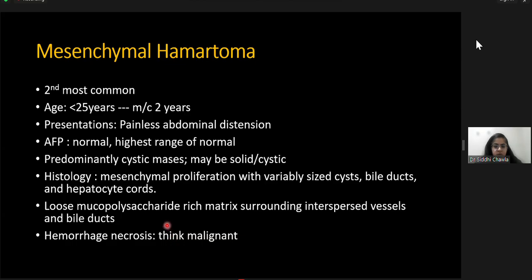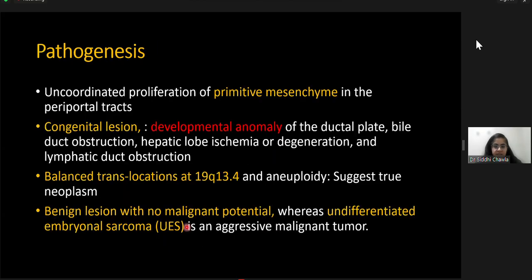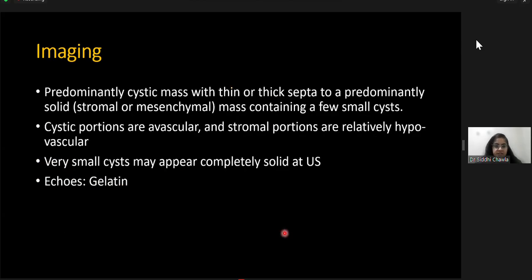Then if you see hemorrhage and necrosis, you have to think about malignancy. Basically, there is uncoordinated proliferation of the primitive mesenchyme. It is again a congenital lesion and is considered a developmental anomaly of the ductal plate. It is associated with a particular translocation. Benign lesions usually have no malignant potential, whereas if you are suspecting an undifferentiated embryonal sarcoma, as I told you, you have to follow up the patients up to the age of 10 to 12 years. Then again, it is a malignant tumor and you have to look for metastasis.